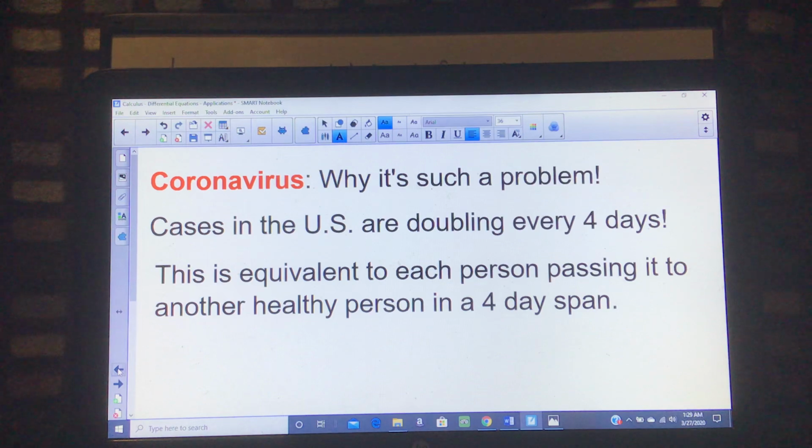So cases are doubling in the U.S. every 4 days. This is equivalent to each person who has it basically passing it to another healthy person in a 4-day span.